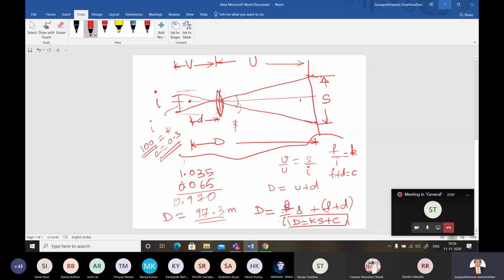See, I'm holding a staff at a far off distance. The staff readings, the stadia intercept, are 1.035, sorry, I made a mistake, 0.065. Okay, 1.035 and 0.065. What will be the middle reading?